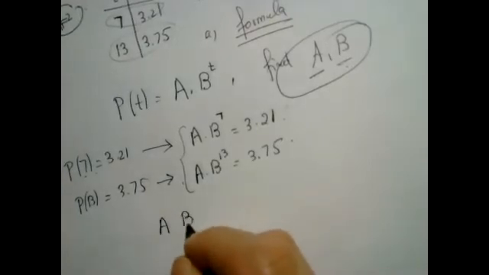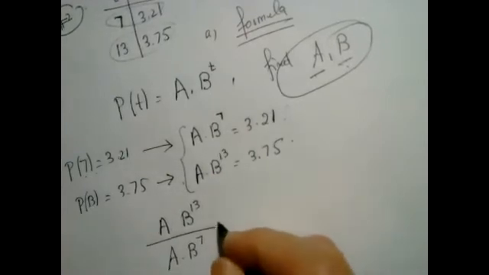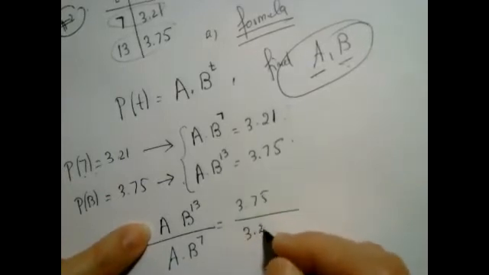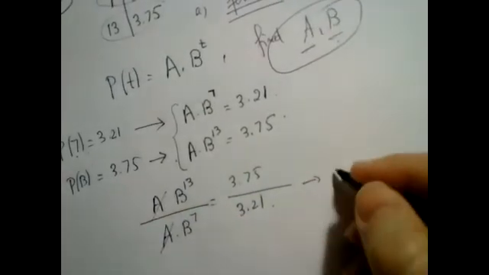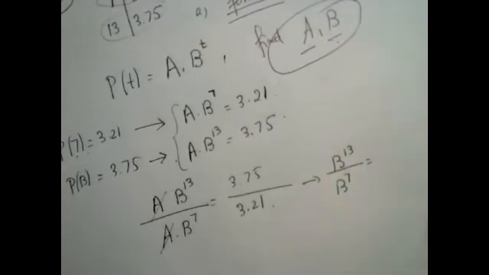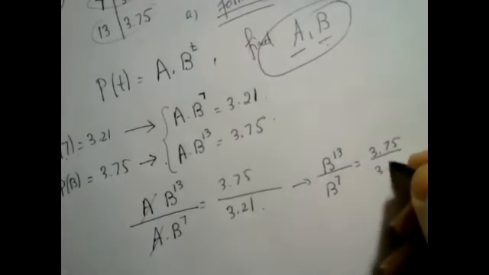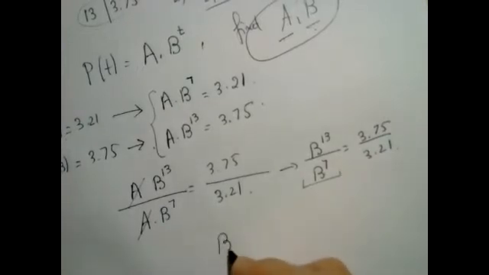We divide them. We take the highest power here to make the math easy for us. So I say this is equal to 3.75 divided by 3.21. And the goal, as you remember, is to get rid of the A's. This will give me B to the power 13 over B to the 7 equal to 3.75 over 3.21. Now, B13 over B7 gives me B to which power?